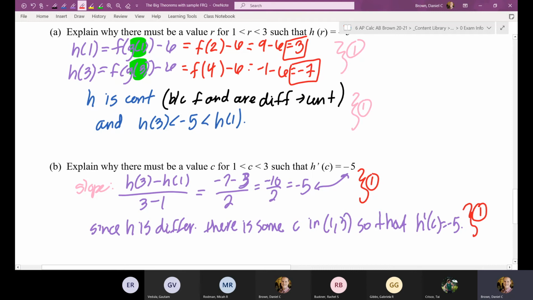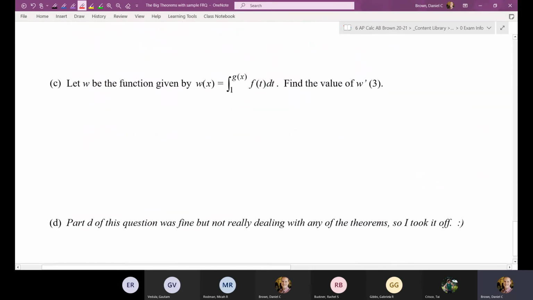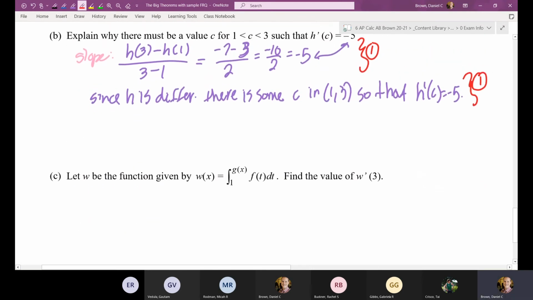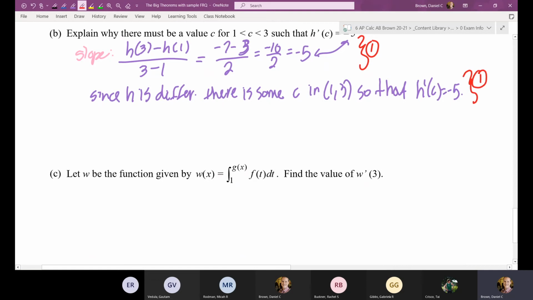I took off question D. I left just part C on here. Part C says, let W be the function W of x, where W of x is the integral from 1 to g of x of f of t. And we want to find the value of W prime. So we're basically taking the derivative of W, and W is an integral. What theorem is this one basically testing our knowledge of? Which one talks about taking the derivative of an integral?